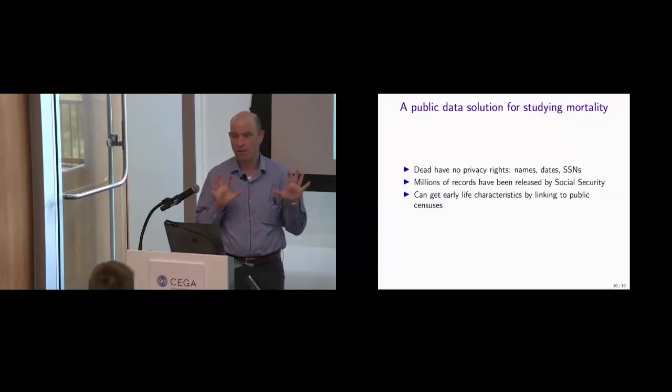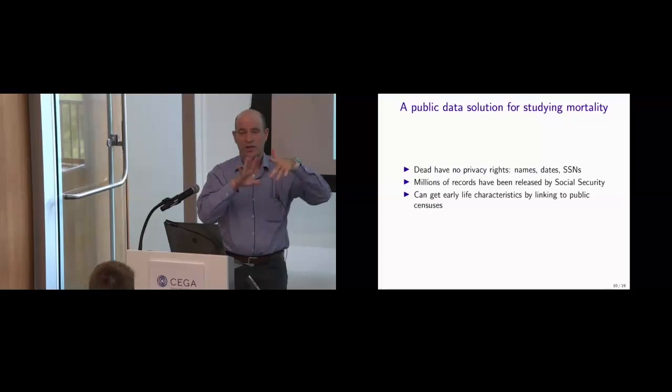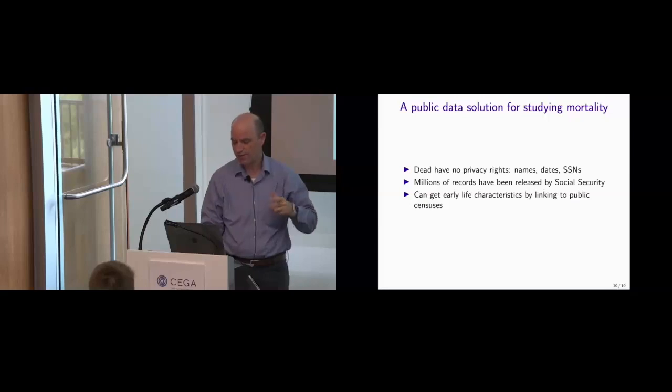So the project basically takes things like education, address, income of parents, any variable we can get from the 1940 census, and then links it to death records. That is the first round of CenSoc 1.0.